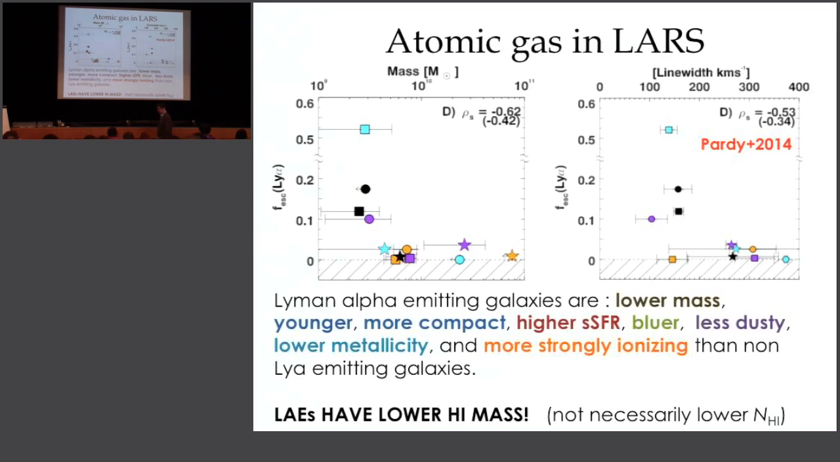Again, the Lyman-alpha emitters in our sample have low HI masses. I'd just like to point that out: there is less HI in these galaxies. That doesn't mean that the column density is lower. It doesn't mean the optical depth through HI is low. And we're going to come back to that this afternoon.